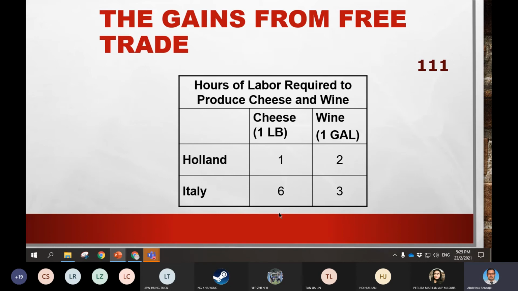So Italy has a comparative advantage in producing wine. It needs fewer hours, so it can produce wine at half the cost at which it can produce cheese. So in order to produce 1 wine, it must be 2 cheese, right? Divide by 3, 1 over 2. In order to produce wine, it costs half a gallon. So we say that Holland has a comparative advantage over Italy in producing cheese, and Italy has a comparative advantage over Holland in producing wine.